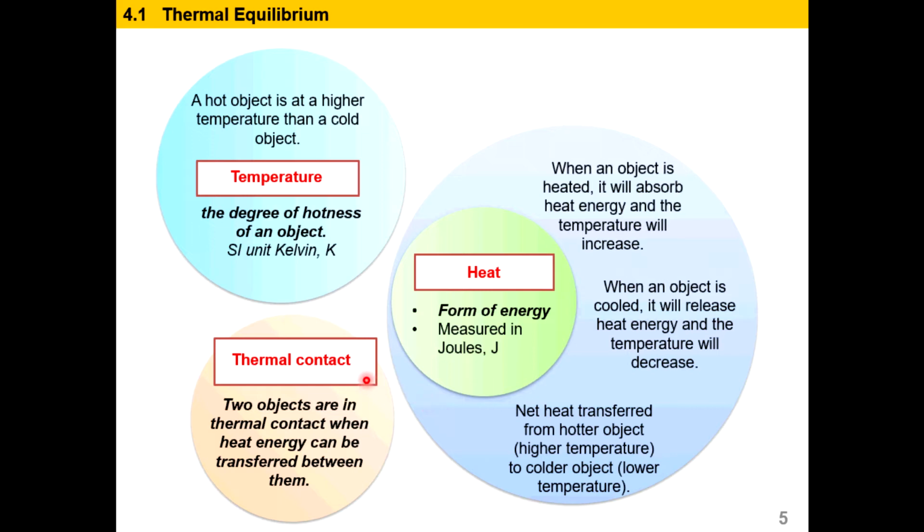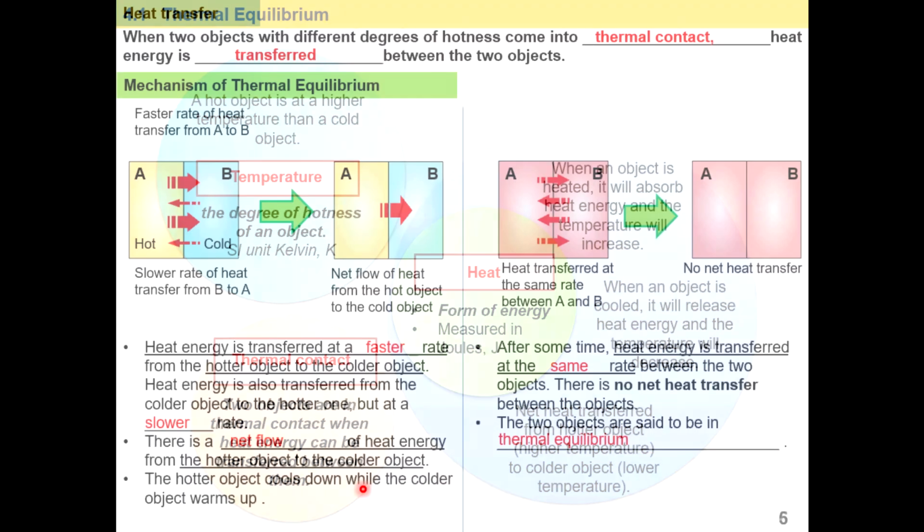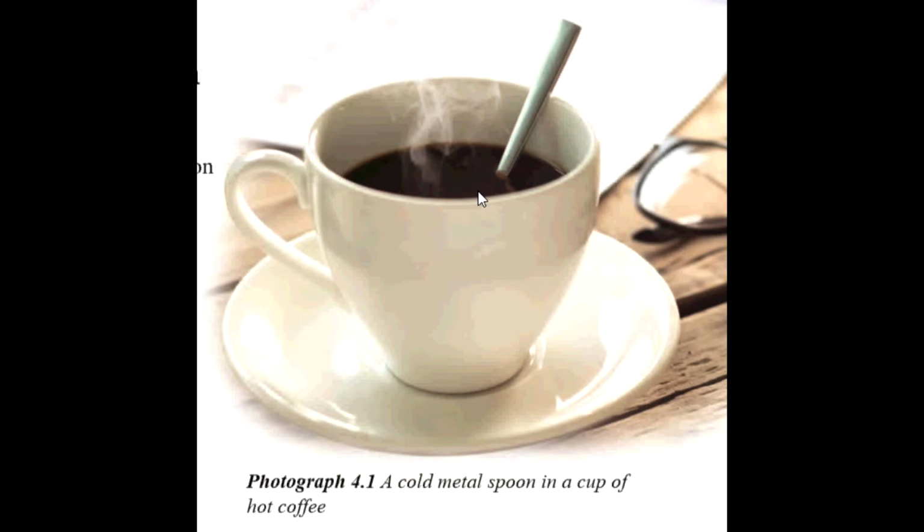Now, what is the meaning of thermal contact? When objects are in thermal contact, heat can transfer between them. This picture shows hot coffee in thermal contact with a spoon. It means there will be heat flow from the coffee to the spoon and at the same time from the spoon to the coffee. We will look at this in more detail.